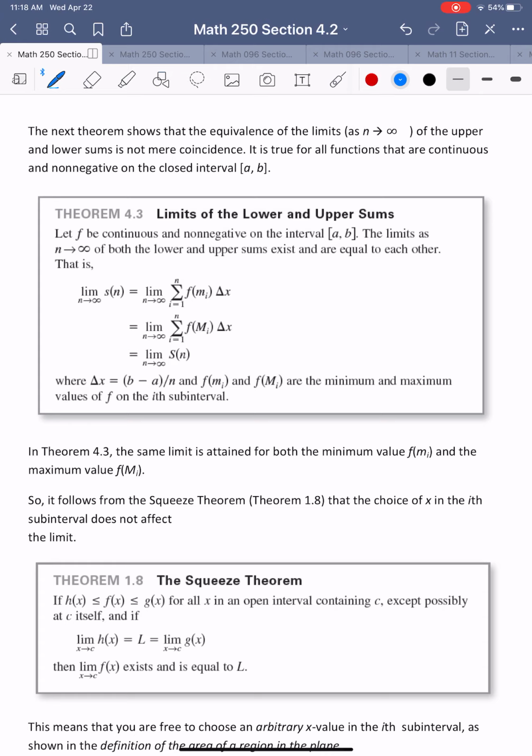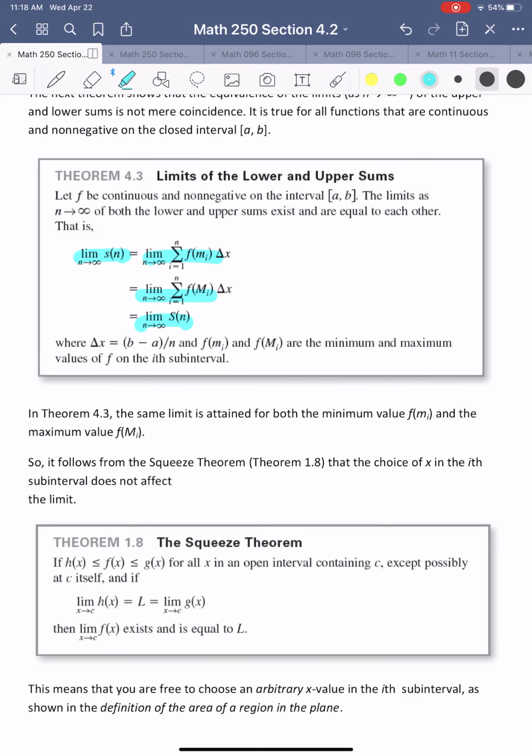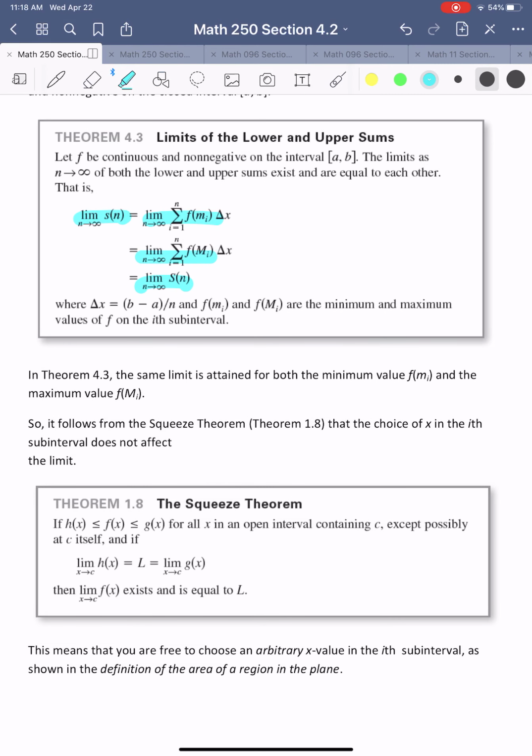So this is actually the formula that we got here, which comes out as this, and then the sum is this one. Where delta x is going to be (b minus a) over n, and f of m_i and f of M_i are the minimum and maximum value of f in the ith subinterval. In Theorem 4.3, the limit is obtained for both the minimum value of f of m_i and the maximum value of f of M_i.